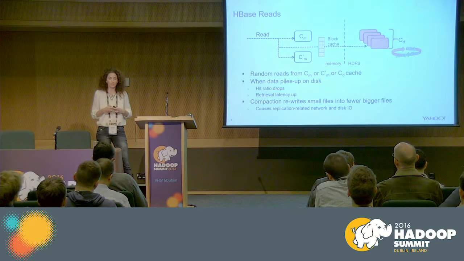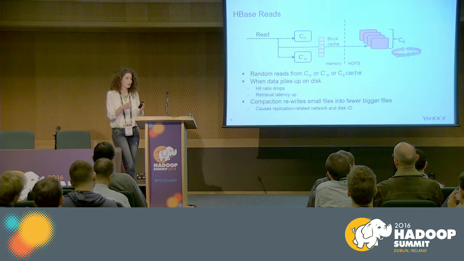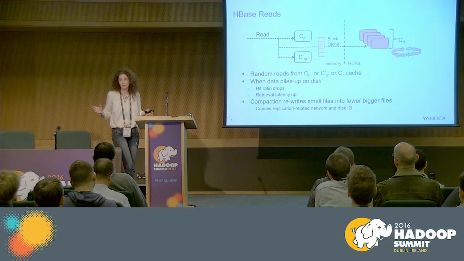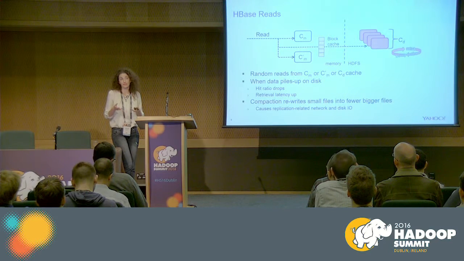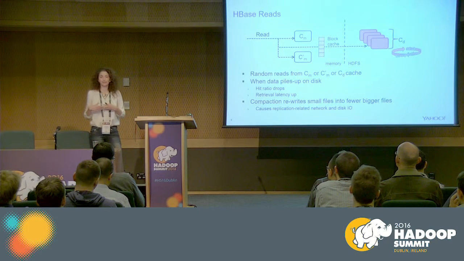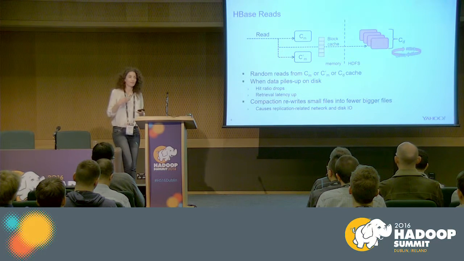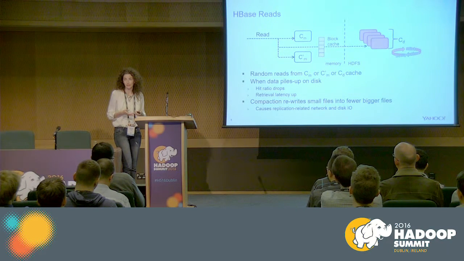So here the compaction comes to help. When compaction picks a few small files and compacts them into fewer bigger files, this means that the data now may fit into the cache, and the hit ratio goes up and the reads are boosted. But on the flip side, we know that writes are amplified, which means that every write of a new file causes replication-related network and disk I/O.